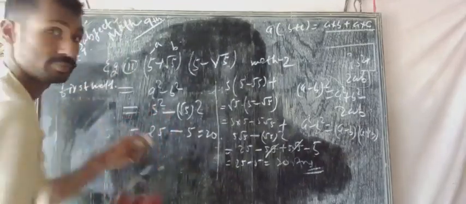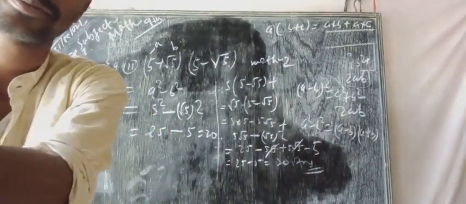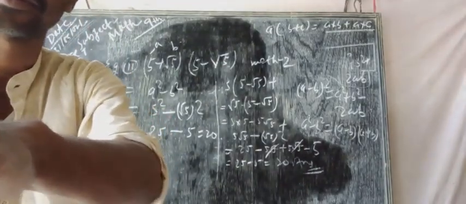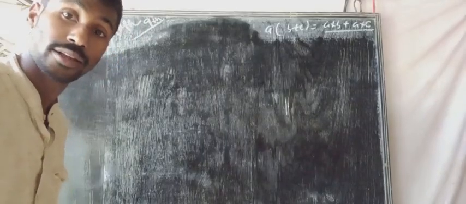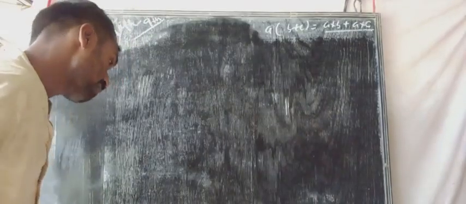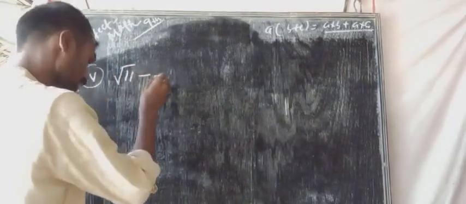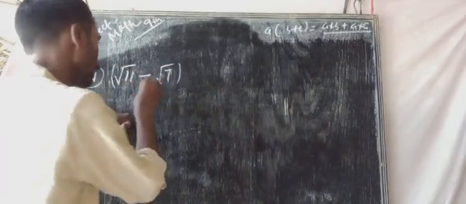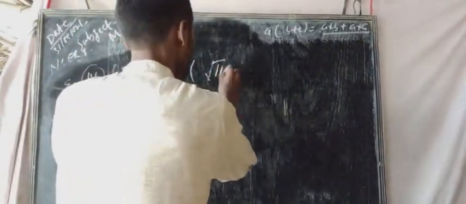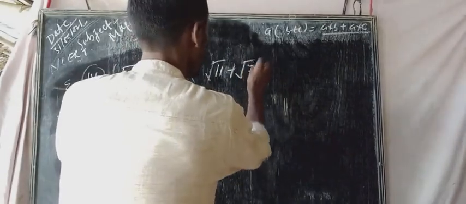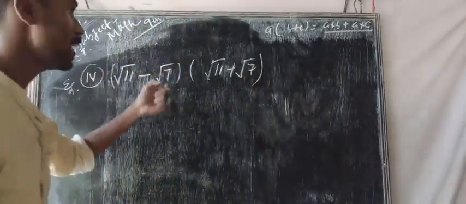Another question. The next question, example number 4, is root 11 minus root 7 and root 11 plus root 7. That means a minus b and a plus b.